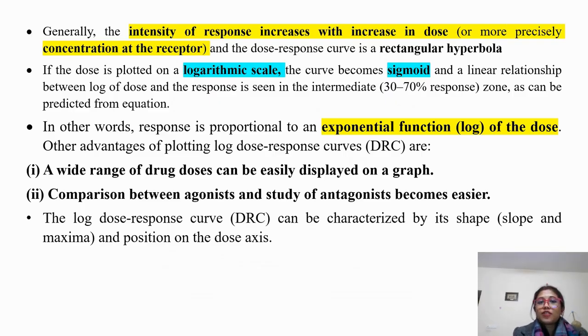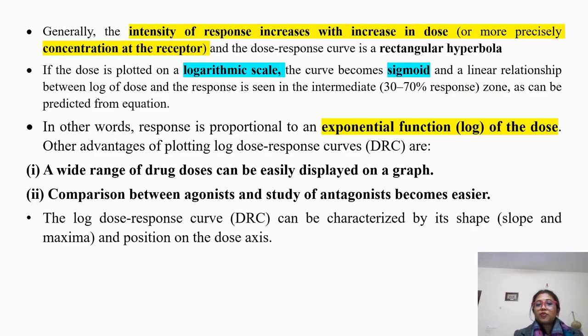Generally, the intensity of response increases with increase in dose, or more precisely concentration at the receptor, and the dose-response curve is a rectangular hyperbola. If the dose is plotted on a logarithmic scale, the curve becomes sigmoid, and a linear relationship between log of dose and the response is seen in the intermediate zone, which is 30 to 70% response, as can be predicted from the equation. In other words, response is proportional to an exponential function of the dose.